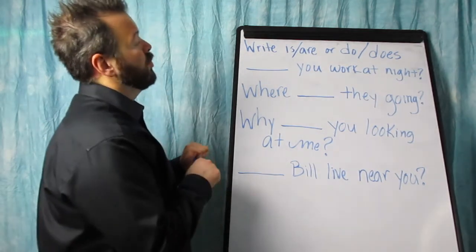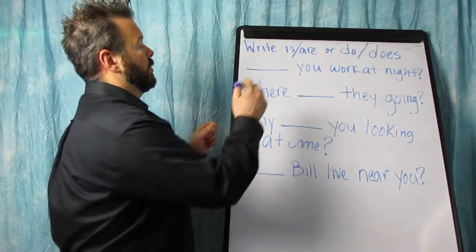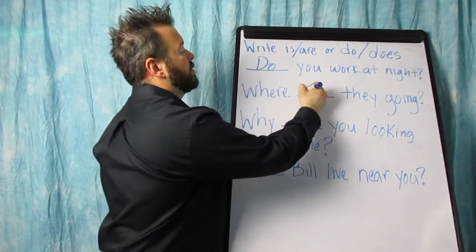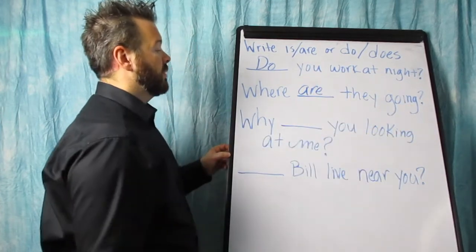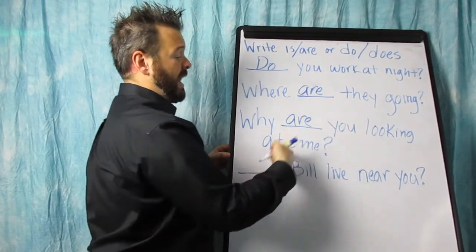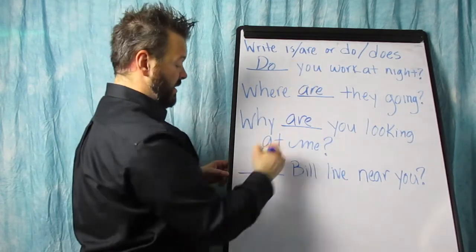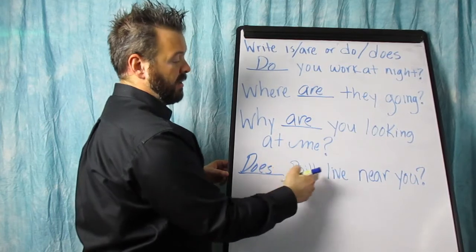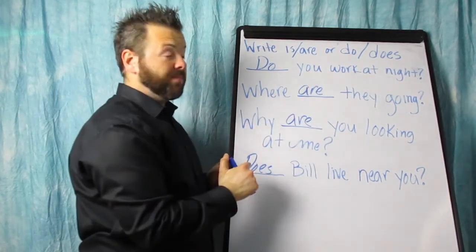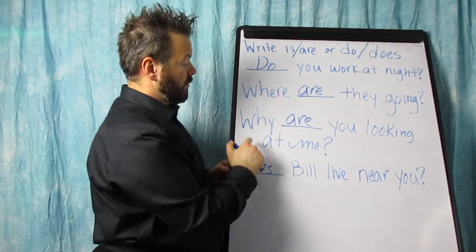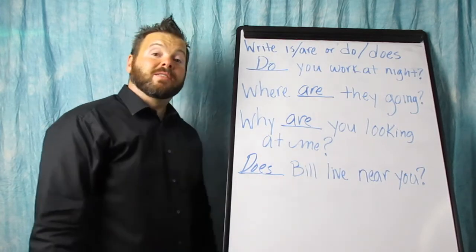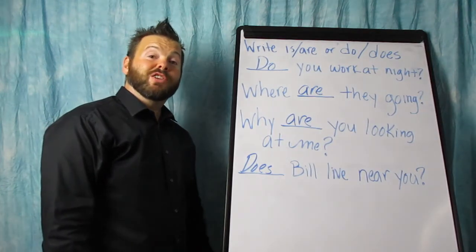Okay. You work at night. We'll use do: do you work at night. So, where are they going? Why are you looking at me? And then, does Bill live near you? Let me read them one more time. Do you work at night? Where are they going? Why are you looking at me? Does Bill live near you? Pause the video here, write everything down, and read it to yourself.